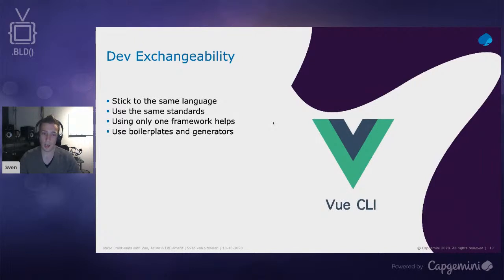Boilerplates and generators can help with this. If you create an easy way to start your project, then developers will eventually tend to use that, because they can immediately start focusing on the stuff they really love, developing these functionalities.